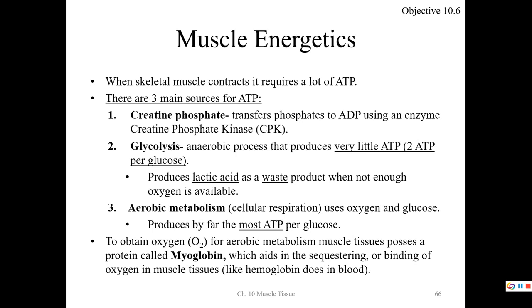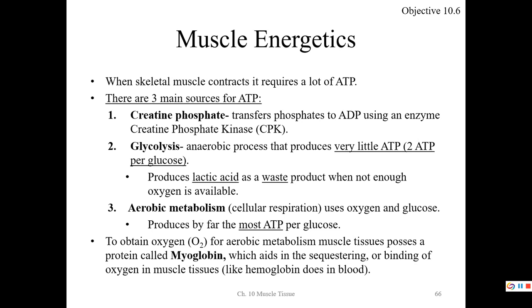Now, glycolysis, which we barely talked about in chapter 3, only makes 2 ATPs per glucose, so it produces very little. One of the things that will happen when we do glycolysis, if I don't have enough oxygen available, is I will do lactic acid fermentation to make lactic acid as a waste product. This lactic acid starts to cause muscle burn and things like that.